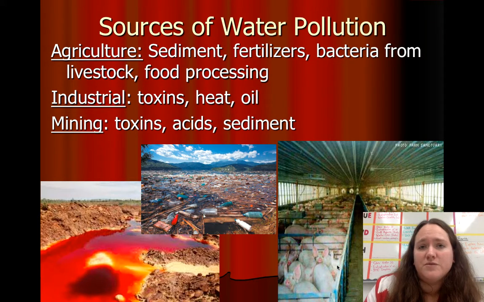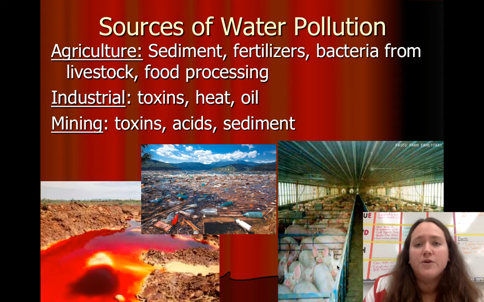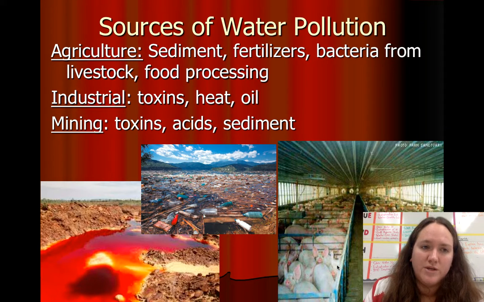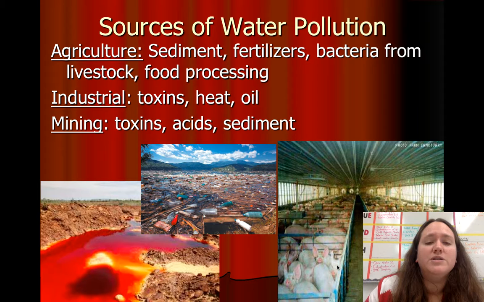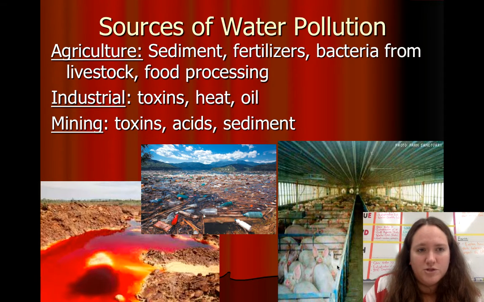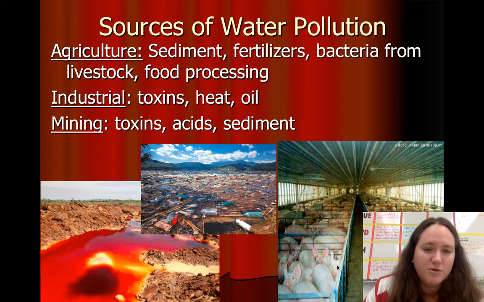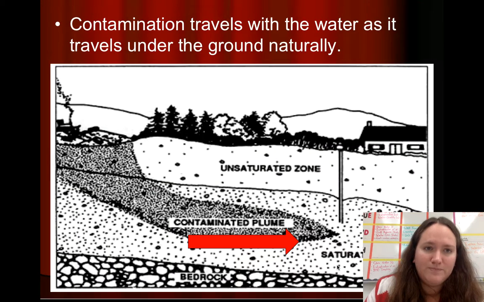So, some sources of these different pollutants. Number one is agriculture. Sediment is mainly from agriculture, soil erosion. Our fertilizers, our bacteria from livestock, food processing, all of these different processes produce lots of pollution and waste. You also get it from industry. It can be toxins, heat, oil, anything that needs to be dumped is going to be considered pollution and waste. And then we also know that we get it from mining. We get toxins, we get acids that create acid mine drainage. You break up sediment, which contributes to sediment pollution. All of these things are connected.